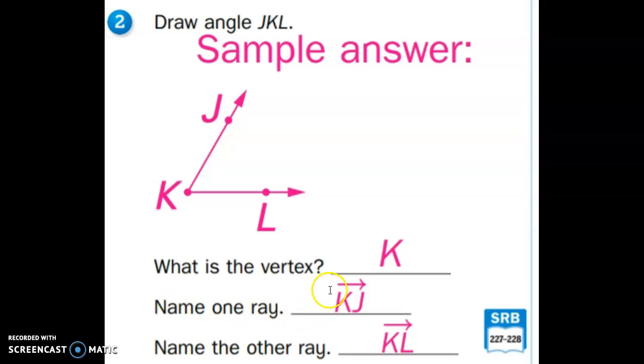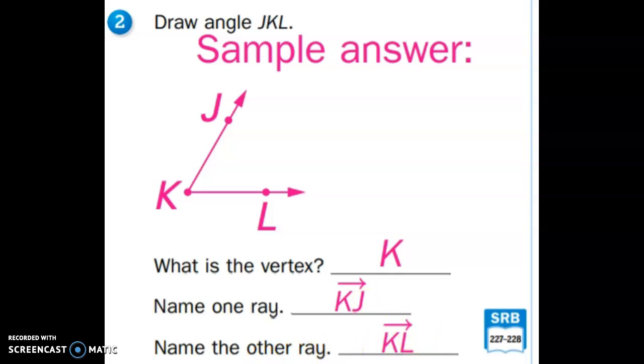Name one ray, ray KJ. Don't forget to draw the ray symbol above that with an arrow on one end. And remember, rays only go in one direction. So if I have to go toward the arrow, I have to start with endpoint K to go to J. Another ray is ray KL. Of course, you could have the ray KL up here and ray KJ down here.